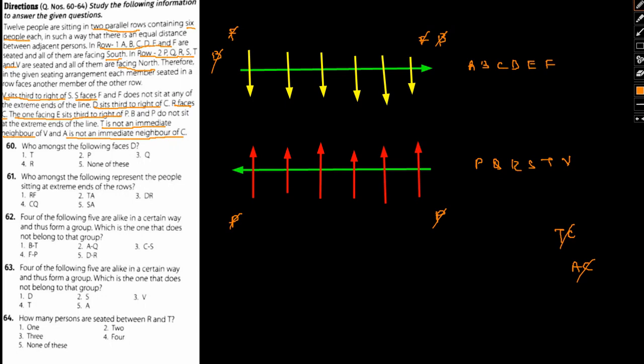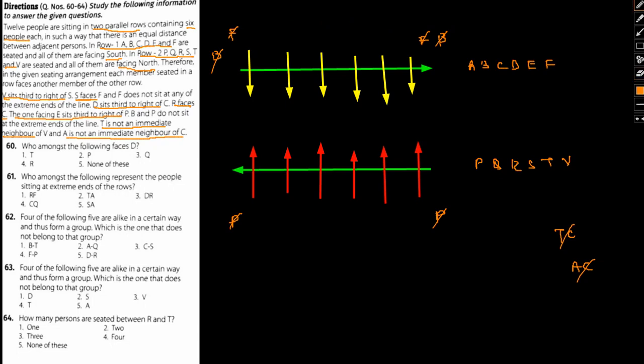Okay, so let me just start with an assumption. Either C can be here and D can be here, or C can be here and D can be here, or C can be here and D can be here. So these three cases are possible. Let's go one by one, one case at a time. If that does not work, we'll proceed further with another case.